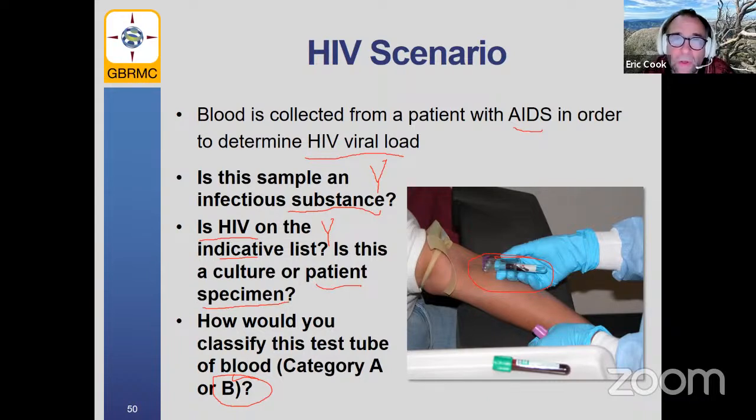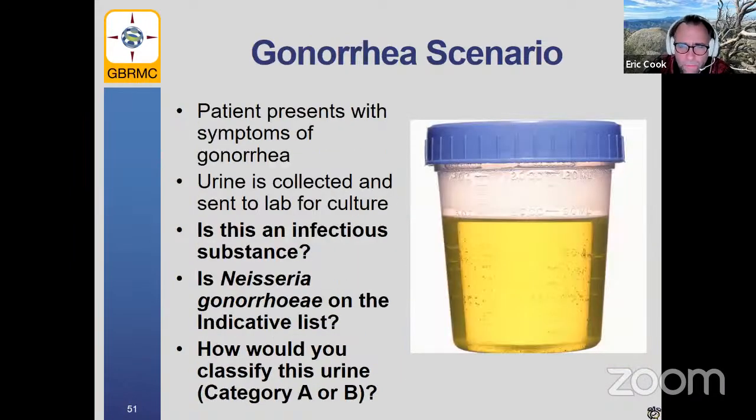One thing to remember, category B are still dangerous goods. They still require packaging. They still require marking, labeling, even some documentation. So just because it's category B does not mean that it is necessarily safe. Category B are still considered infectious substances. All right. Next, let's do one more.